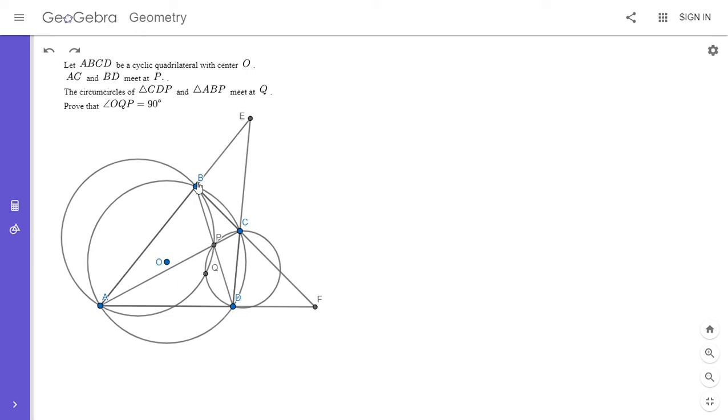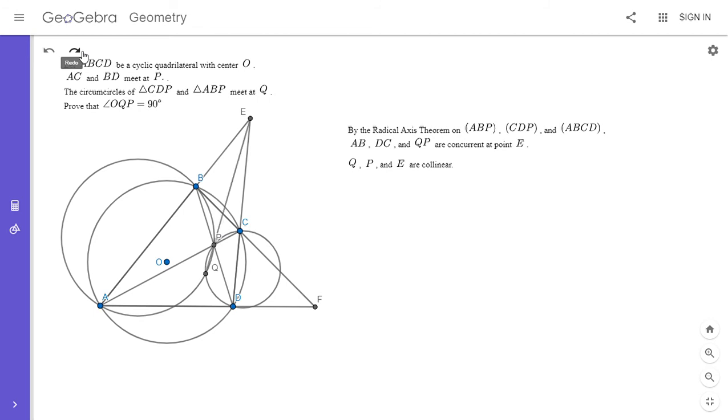By the radical axis theorem, AB, PQ, and CD all have to concur at a point. But that point has to be point E, because we already know that AB and CD concur at point E. So I'm going to write this out. By the radical axis theorem on these three circles, the one through ABP, the one through CDP, and the one through ABCD, these three lines, AB, CD, and QP have to concur. And not only that, they have to concur at point E, which means that PQ has to pass through E. So QP and E are collinear. I'm going to draw that segment in.